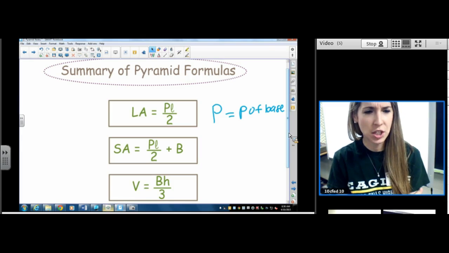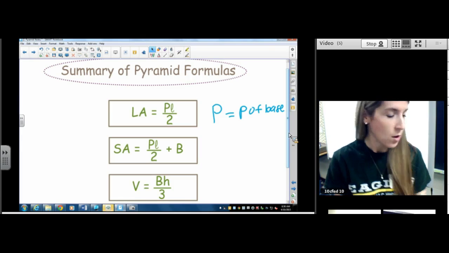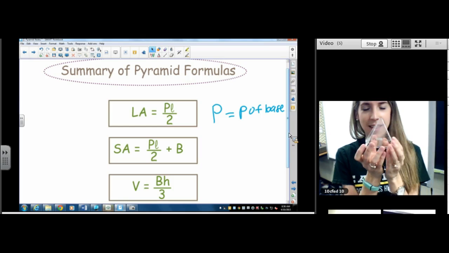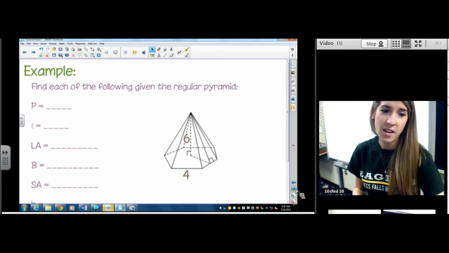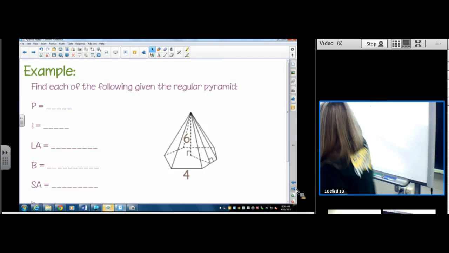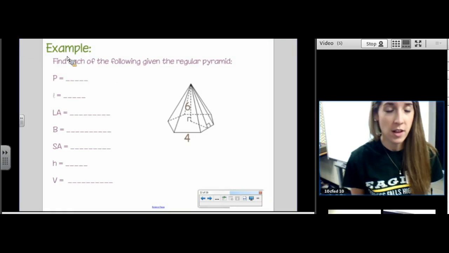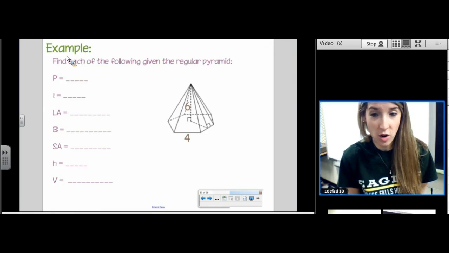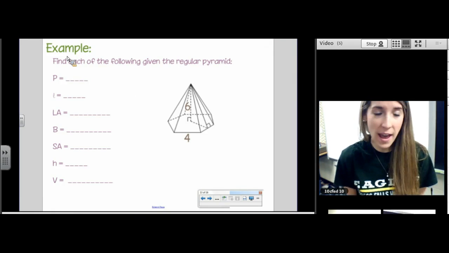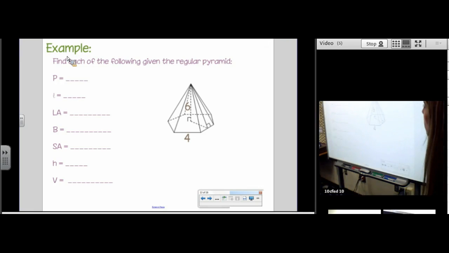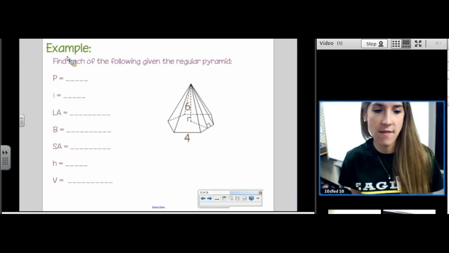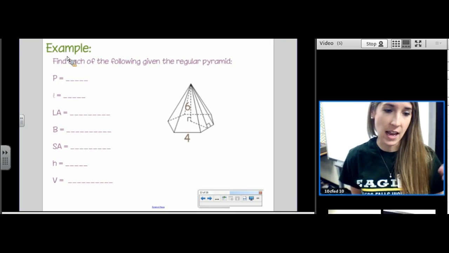Johan says, isn't it 2B for SA? Well, I already went over that. They only have one base. I'm going to make an executive decision. We're going to jump right into the difficult problem because we don't have time for both. So we're just going to do the toughest one, and that'll make your homework seem easier. Okay, so we're going to do baby steps. We're going to find each of the pieces, and then we'll find the values, the LA, SA, and V.